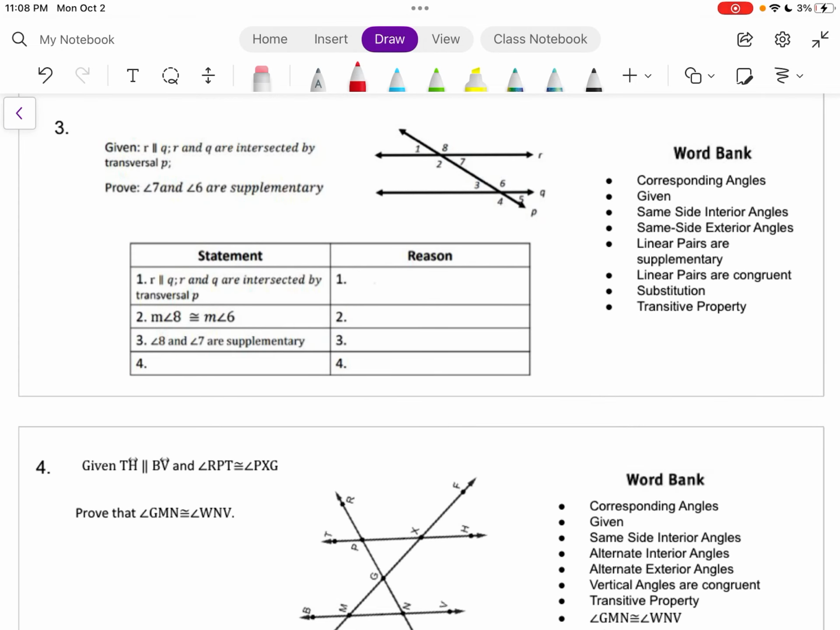In problem number 3, once again, we're using the word bank to fill in this proof. It's a known fact that the first reason in any proof should always be the word given. So that's an easy one for us to do. Now, for the next step, this isn't necessarily in our word bank, but it's really helpful for us to fill in the last statement. We know that what we're trying to prove should always go last. So we're going to do this just to help us out in the future.